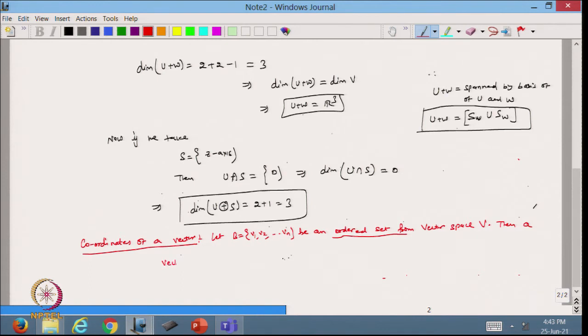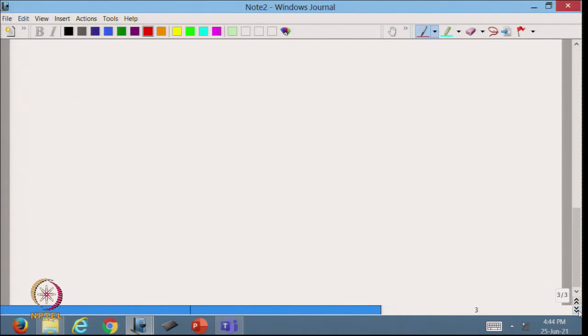So, if it is an ordered set from the vector space V, then a vector v from capital V can be written as, so now take V, so it is not just an ordered set, I can say it is the ordered basis from vector space V, then any vector v can be written as alpha 1 V1 plus alpha 2 V2 plus alpha n Vn. So, now I have written the linear combination.